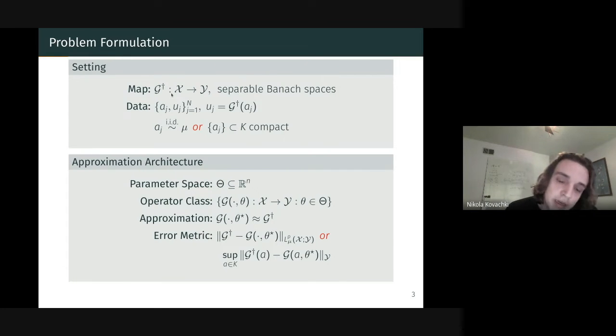And I'll consider all data as functional data. Again, no discretization. So not thinking of anything as a vector, but rather just as functions. So the A's and the U's here are truly infinite dimensional objects, which are functions. And I'll assume I have, say, n pairs of them. And the U's are simply the push forwards of the A's under G-dagger. Okay, and for theoretical reasons, I'm either going to assume that the A's come IID from some measure mu, which is supported on Banach space X, or I'll assume that the A's come from an a priori known compact set K. Okay, and this is for the purposes of doing approximation theory.